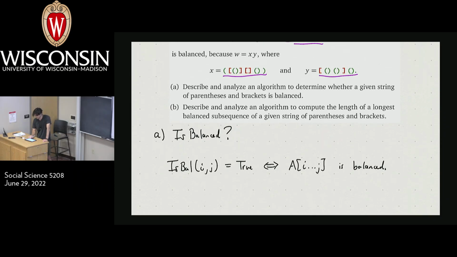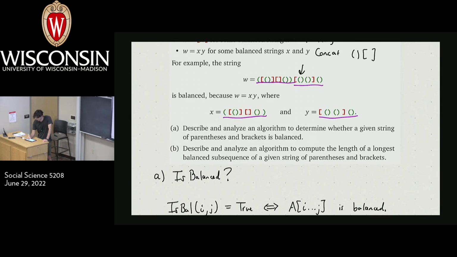So maybe this would be 1 through 10. If we plug that into is balanced, we should get true because we know x is balanced. But if we just put in the last character, so if we put in nn, we should get false because a single paren is never balanced. So that's what we want to compute.